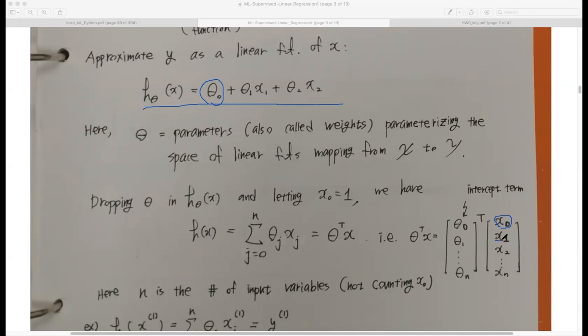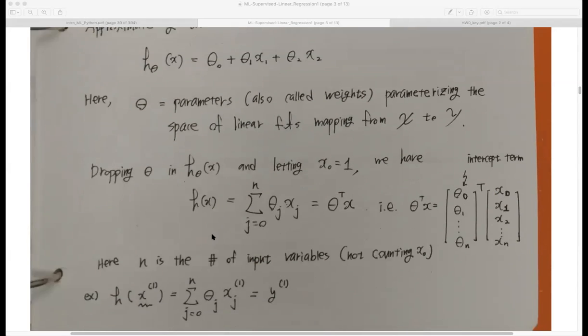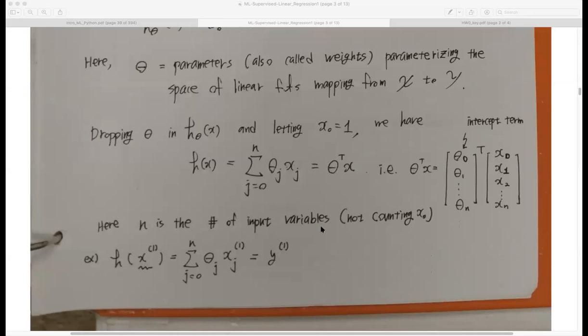x1 represents the first feature, the living area. x sub 2 represents the second feature, which is the number of bedrooms. Through x sub n, which represents the nth feature. Now n is the number of input variables, not counting x0.